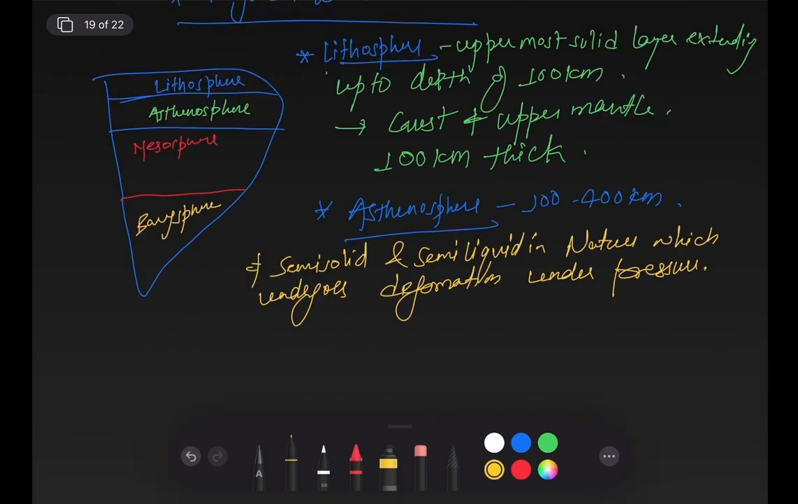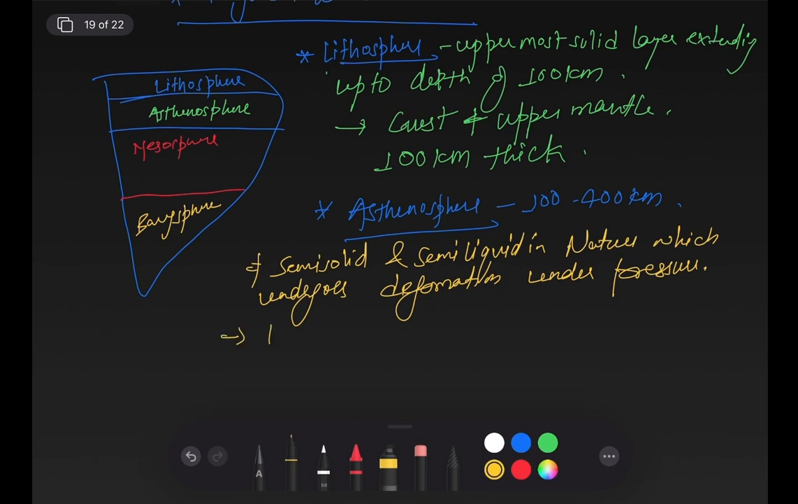Asthenosphere is also called the low velocity zone because of the slowing down of earthquake waves. Earthquakes of low intensity in the interior of the Earth do not reach the Earth's surface due to the asthenosphere. Nearly every minute there is an earthquake in the Earth's interior, but we do not feel every earthquake. Earthquakes of low magnitude never reach the surface, and we don't feel them because of this layer of asthenosphere.